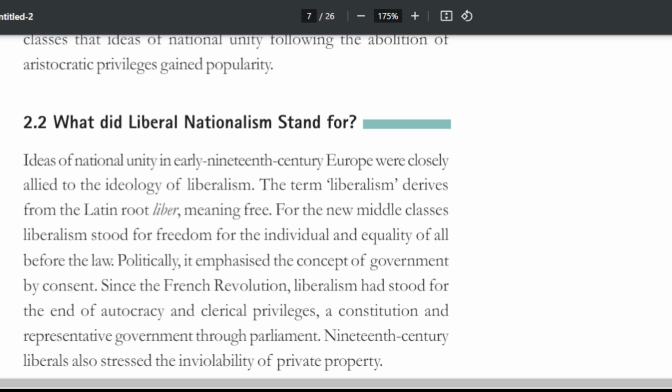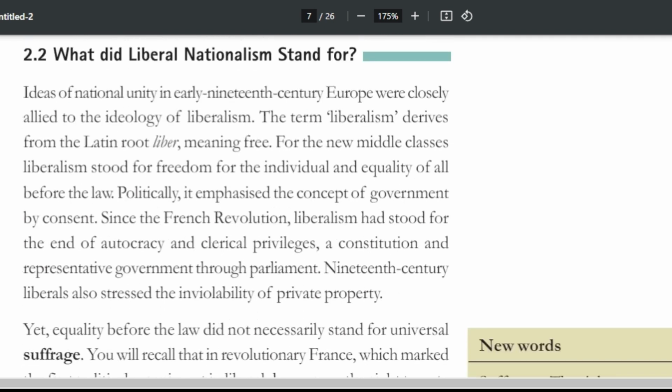Ideas of national unity in early 19th century Europe were closely allied to the ideology of liberalism. This term liberalism derives from the Latin root liber, meaning free. For the middle classes, liberalism stood for freedom for the individual and equality of all before the law. Politically, it emphasized the concept of government by consent. Since the French Revolution, liberalism had stood for the end of autocracy and clerical privileges, a constitution and representative government through parliament.